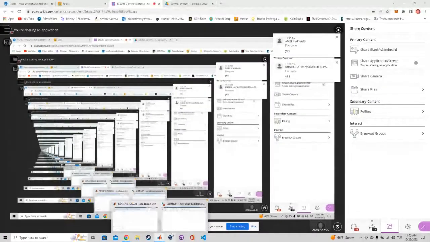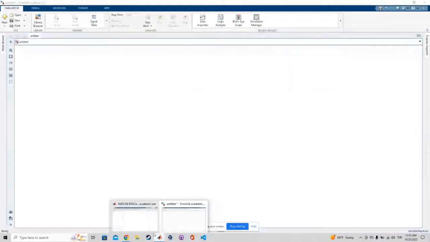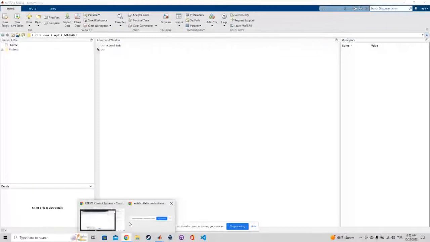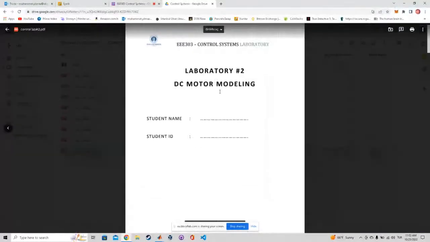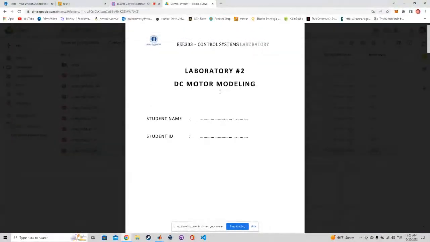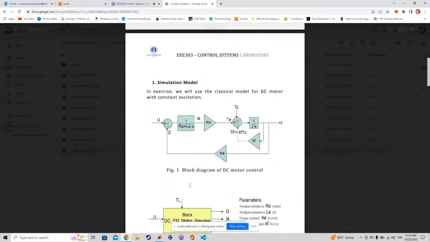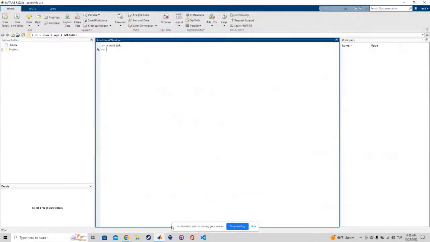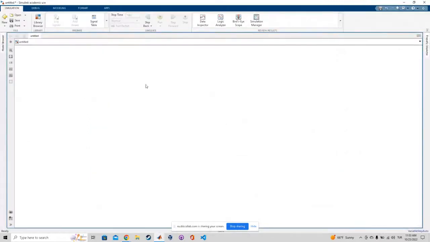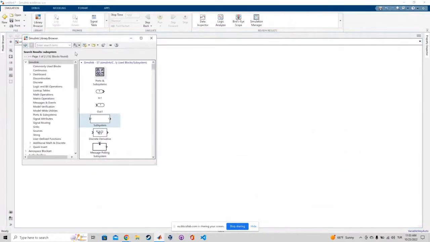Yeah, okay, let's start. So today we're gonna start with the DC motor modeling. We have a lab report here. I'm gonna share it later on. So let's start with our transfer function here. We're gonna create it in Simulink. All right, let's go to our Simulink model.